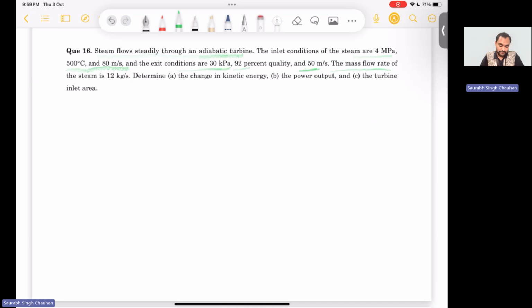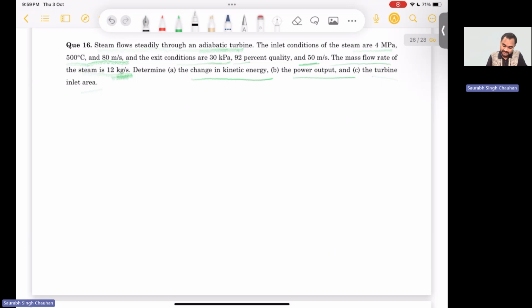The mass flow rate of steam is 12 kg per second. We have to find the change in kinetic energy, power output, and the turbine inlet area. Okay, so it is quite a similar question, but here it is steam, so we will have to use steam tables, not the air property tables.